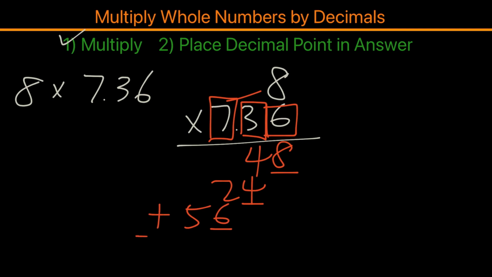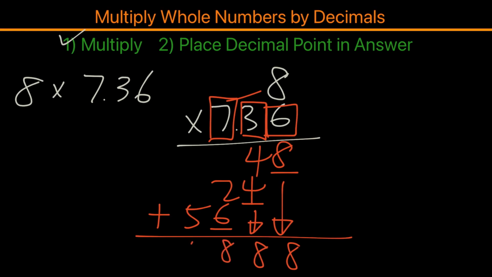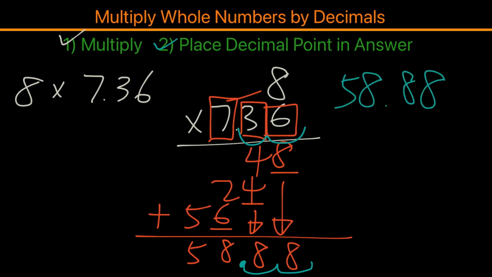Now we add them up. Bring down the 8. 4 plus 4 is 8. 2 plus 6 is 8. And then bring down the 5. And lastly, we need to find out the decimal point. So that's 2 spaces. So we're going to apply the 2 spaces here. And our final answer is 58.88.